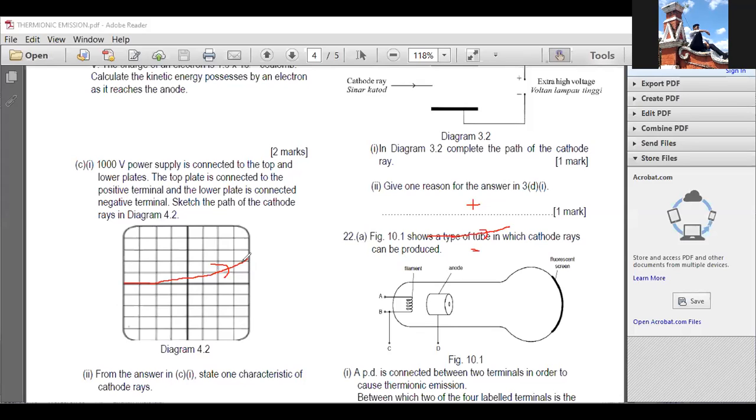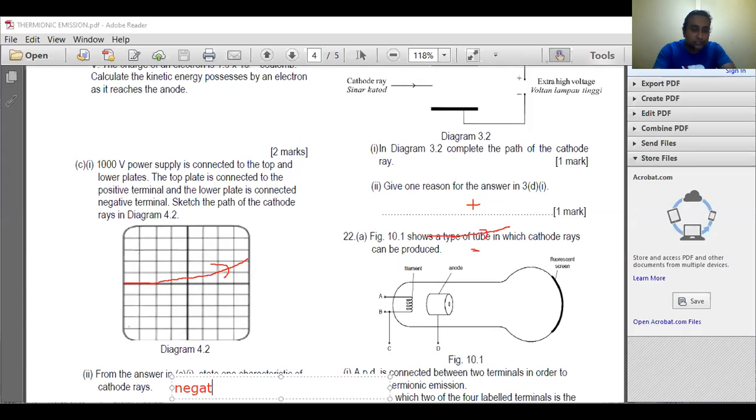Okay, next. From this answer, state one characteristic of cathode ray. From here we know that cathode ray is negatively charged. So these are some of the questions involving thermionic emission. The other questions are almost the same. So you must know what thermionic emission is, what a cathode ray is, and how to calculate the speed of the electron. That's all for today.